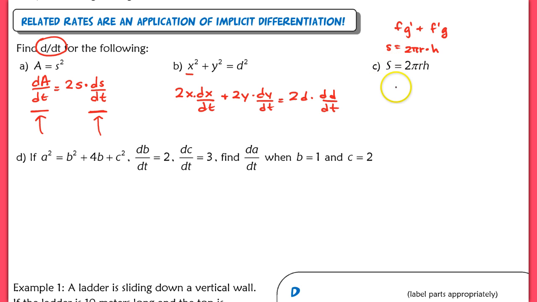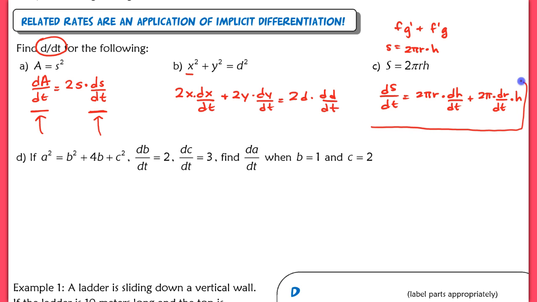Now the derivative of s with respect to t is just ds/dt. On the right-hand side, to differentiate 2 pi r h with respect to time, that's going to become 2 pi r times the derivative of h, which is just dh/dt, plus the derivative now of 2 pi r, which is 2 pi times dr/dt, and then multiply that by h. So here is the derivative of that equation with respect to time. Here we have 3 different rates that are all related to one another.